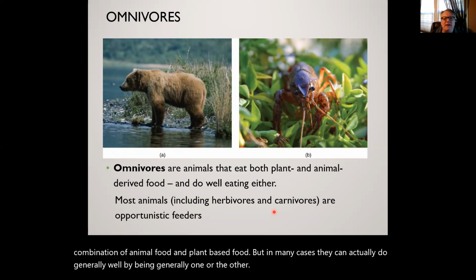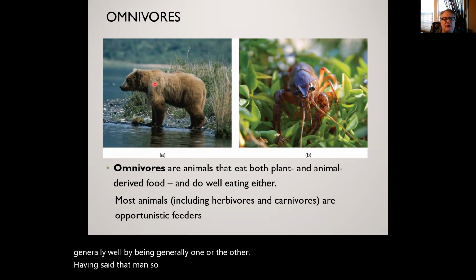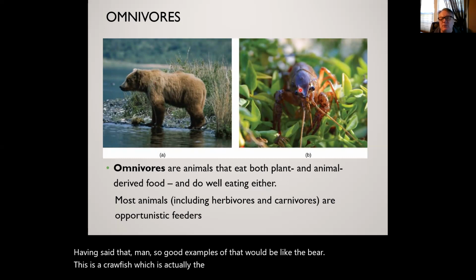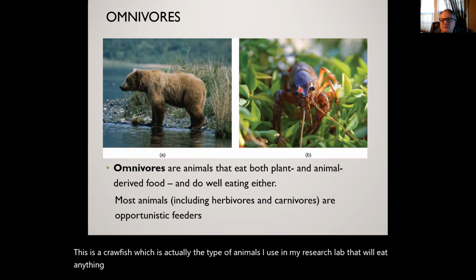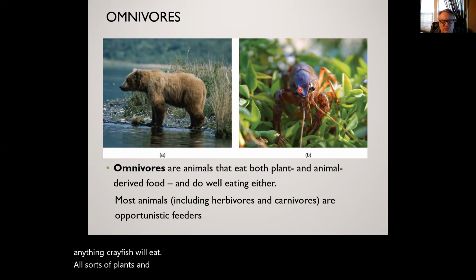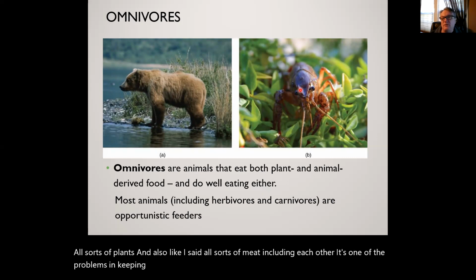Having said that, good examples of that would be like the bear. This is a crawfish, which is actually the type of animals I use in my research lab that will eat anything. Crayfish will eat all sorts of plants and also, like I said, all sorts of meat, including each other. It's one of the problems in keeping crayfish. They will become cannibalistic if no other food is available.